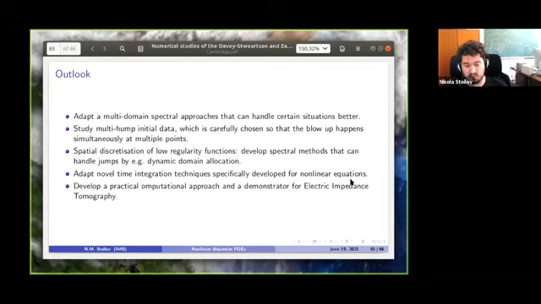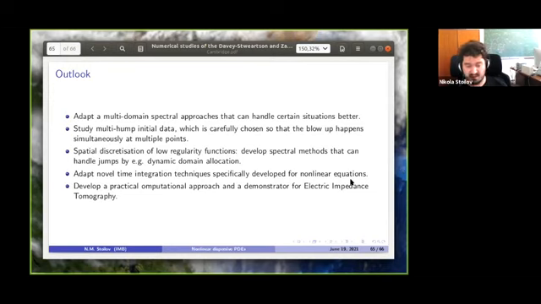We have some results about this in studying KdV line solitons in ZK. We would like to understand lower regularity functions, so develop spectral methods that can handle jumps by, for example, dynamic domain allocation. This is important if you want the breaking down problem, but also in our application in dealing with boundaries in electric impedance tomography.